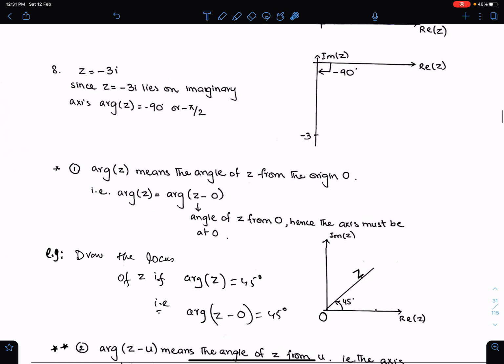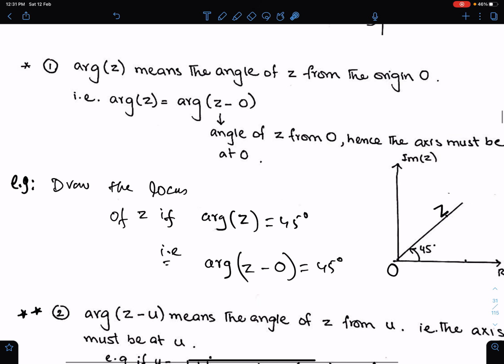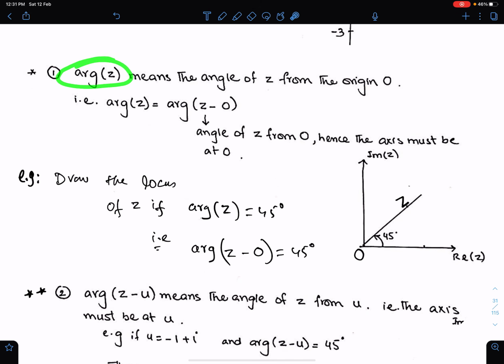Well, argument z means the angle of z from origin. We can write argument z as argument of z minus origin. This is one of the most important things in argument. Must understand the meaning of this. This means the argument of z from origin. And you can write this as z minus origin. This is here. The angle of z must be from origin.